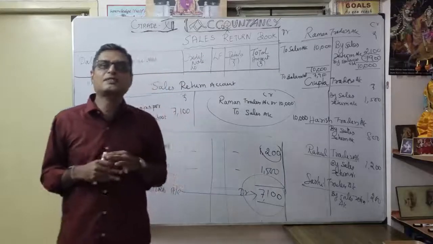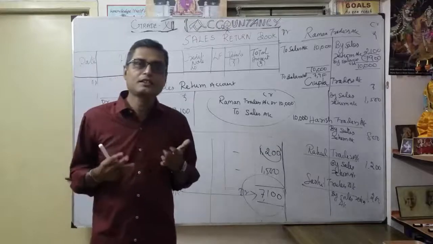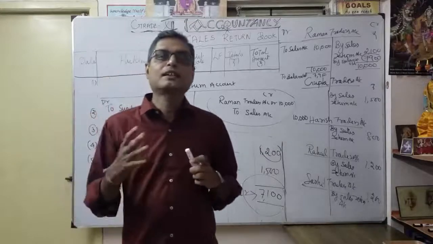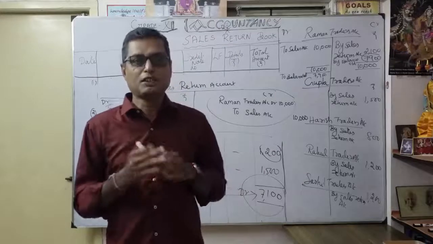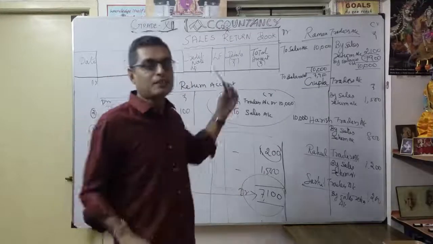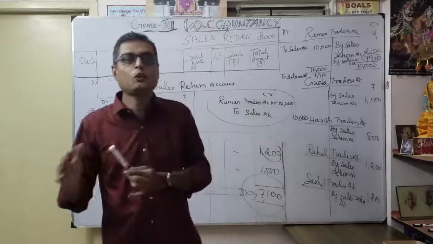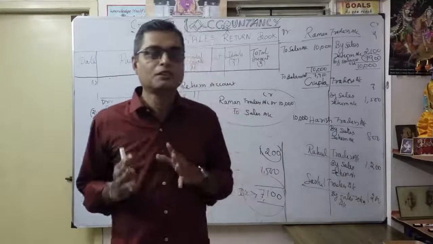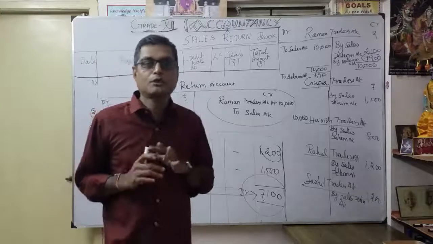When the contra entry will come, any deposit or any withdrawal from the bank, we can say it is coming under contra entry. That's why it is called double column cash book. We can write cash and bank simultaneously. No need to open a separate bank account. You understood? That's the importance of the double column cash book.